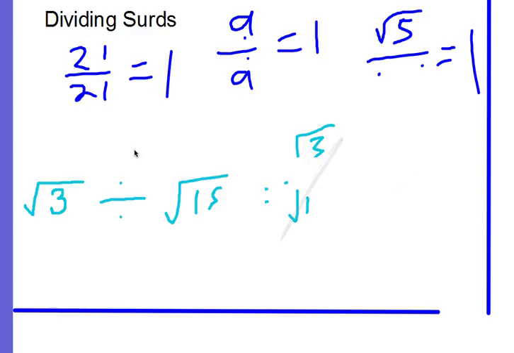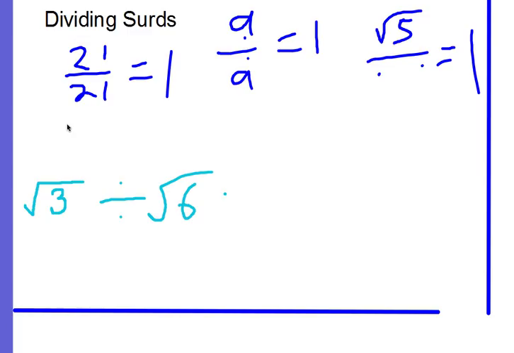I don't have time to remake the whole video, so I'm just going to change this one. Sorry about that. Alright, so let's say root 3 divided by root 6. That will be a lot easier for us to see what I'm trying to show you.